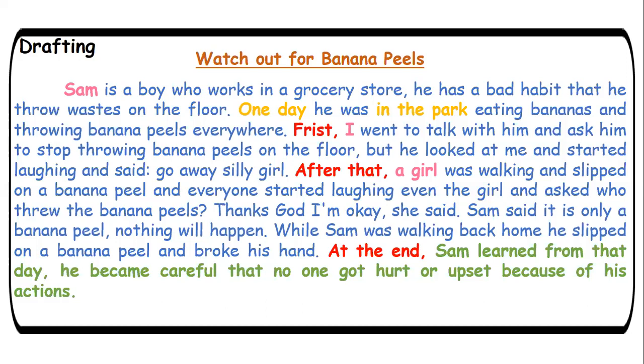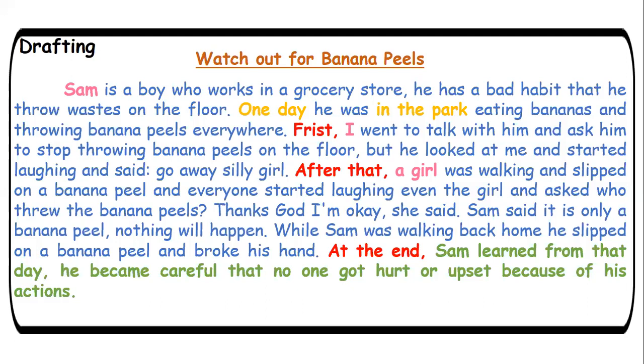Here you have it in the red color: first, after that, and at the end. Okay, these are the transition words. First, I went to talk with him and ask him, blah blah blah. Here you have what? "I," the pink one. This is another character, the second character. The first one is Sam. Here also we have "I," but the most important character we have in this story is Sam.